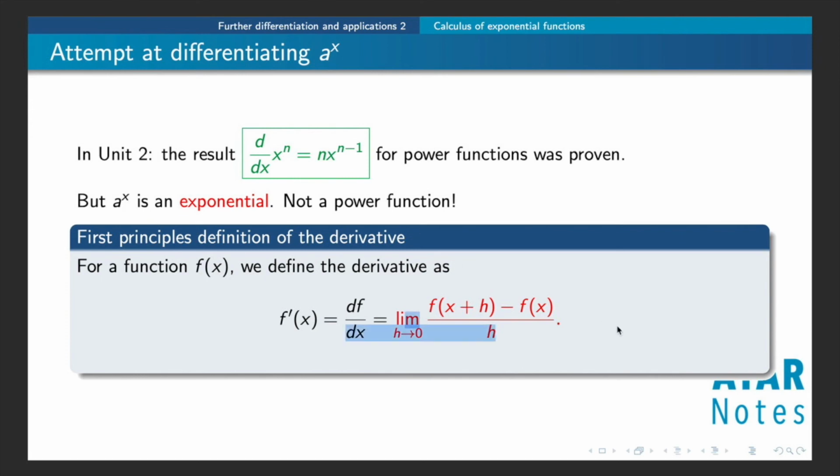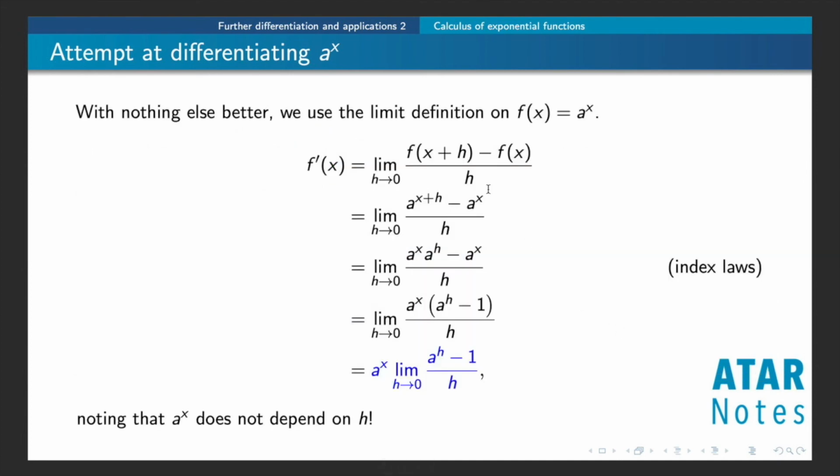this limit. And when you do that, you find that you do get some very interesting expression if you try differentiating a to the x. It turns out you get a to the x itself times some mysterious limit. And this limit is something that turns out to not be so easy to evaluate.